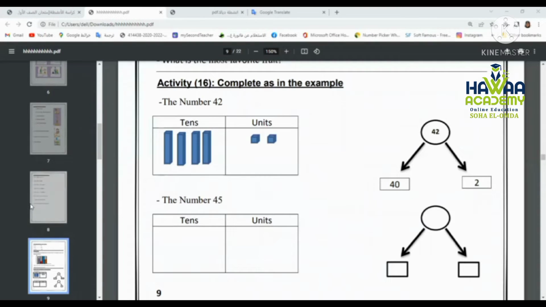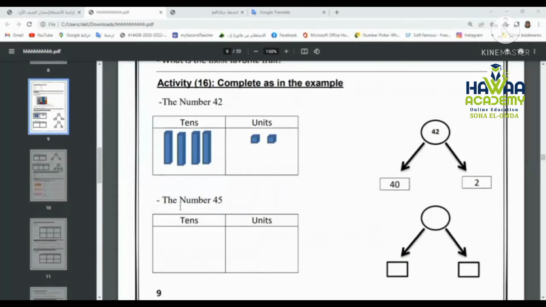What about 45? How many tens does 45 have? Very good, it has 4 tens. Here's 1, 2, 3, 4. And how many ones or units does it have? Excellent, it has 5. So it is 1, 2, 3, 4, and 5.